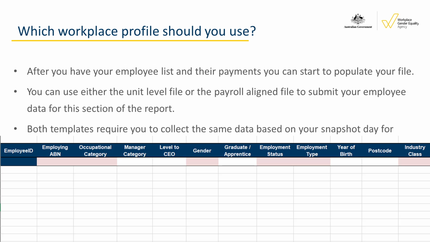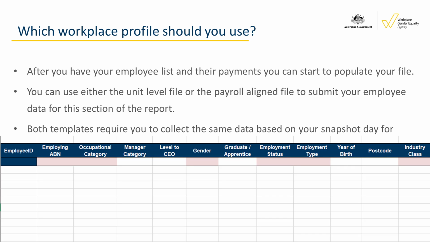At the end of this data collection process, you should have a list of employees to populate into your workplace profile and know what they were paid in their component parts for the 12 months up to the snapshot date. You are now ready to complete a workplace profile. There are two different templates that you can use to submit data for this profile. You can use either the unit level profile or the payroll aligned file.